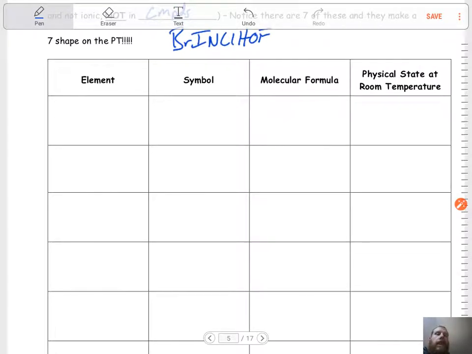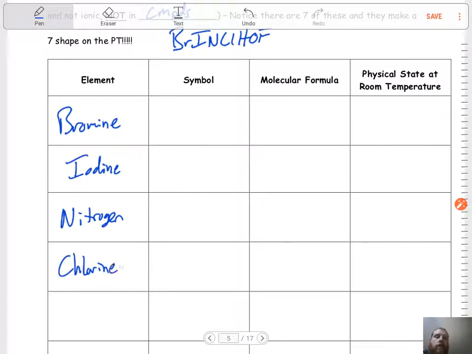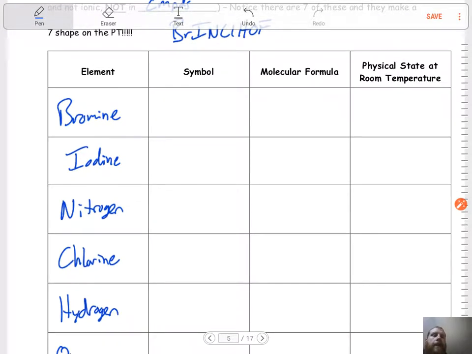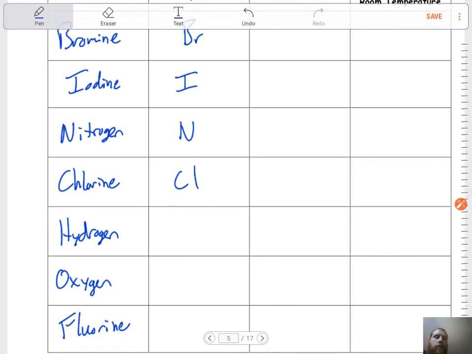So those elements that we have are bromine, iodine, nitrogen, chlorine, hydrogen, oxygen, and fluorine. If we were to write their symbols, it would be Br, I, N, Cl, H, O, F. Oh my gosh, look how it's spelling. Those symbols are spelling that word Brinkelhoff. It's like I had it planned out from the start.